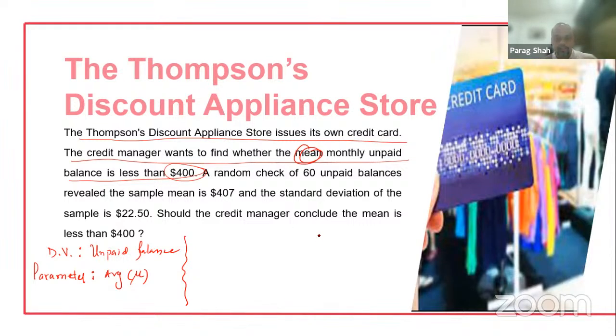Suppose I say yes, it means it is less. Less than what? Mu is less than 400. Less than $400. What will be complementary to this? For less than, what can be the complementary? Okay, Shubhasri, perfect. It will be greater than or equal to $400. What does this mean? It is not less than.